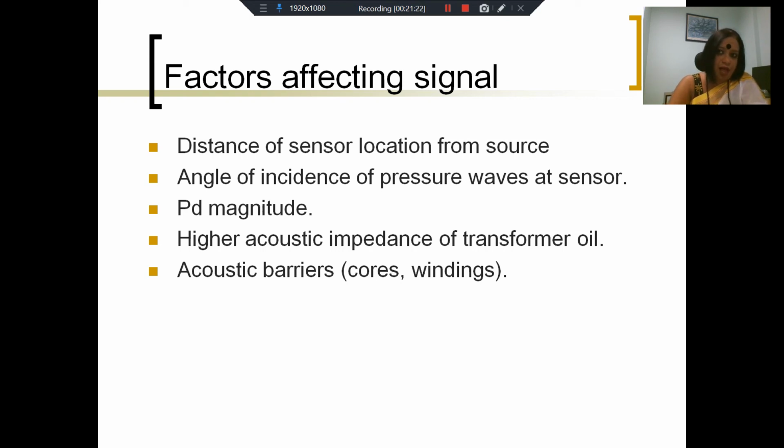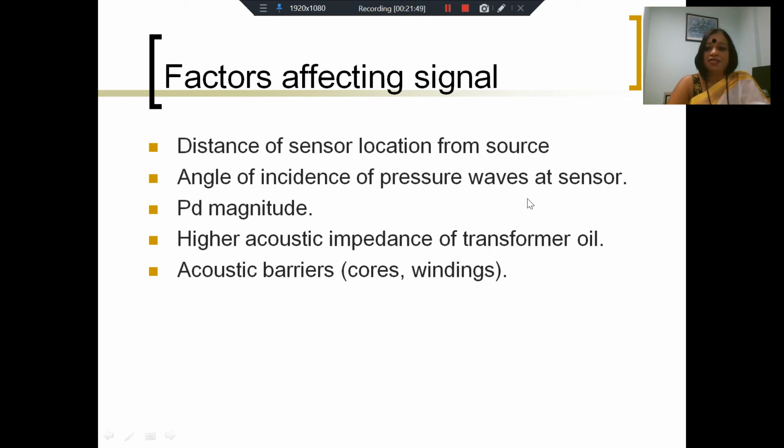And if you have sensors and you do not know the position of the source, and your sensors are so located that the wave has to travel a large distance, as we have already discussed, there will be a lot of attenuation, there will be dispersion, and there may even be blockage. There might be materials like the core or the windings which are actually impervious to acoustic waves.